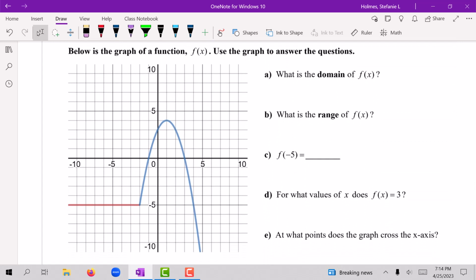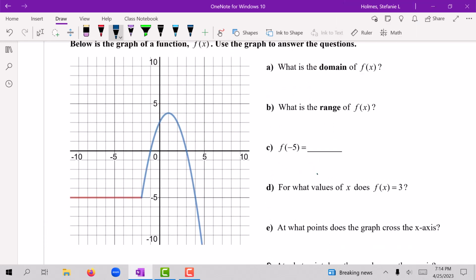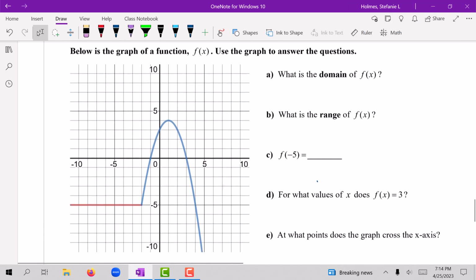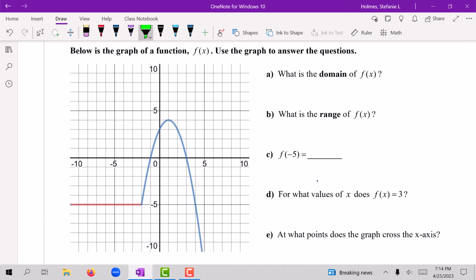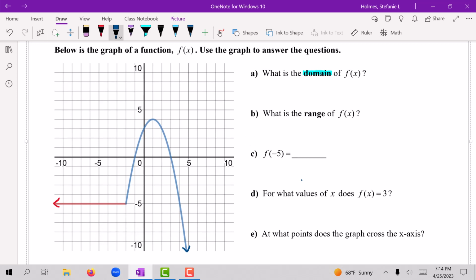Okay, so the other thing we can do with a graph of a function is answer some questions about it, other than just domain and range. So let's do that, and we'll be done with 8.2. Domain, remember, is all the possible x values. So this should keep going that way, and it keeps going that way. Sorry about not having those arrows on there.